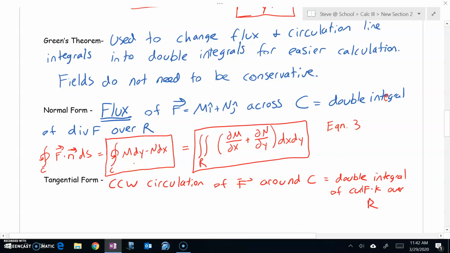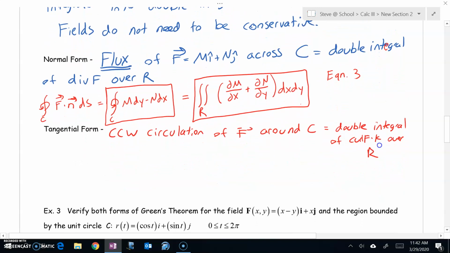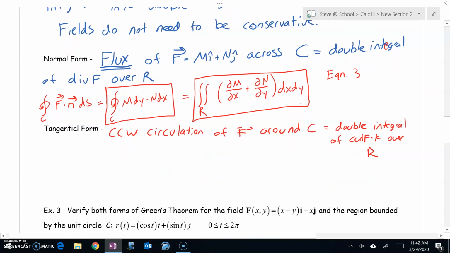Alright, so again, this is outward flux. And that's what you have to realize. When you see a problem and it starts off looking like this, you have to know, okay, I have to use the divergence integral, which is this one here. The tangential form, or the form for circulation, counterclockwise circulation of a field around C, equals the double integral of the curl, the k component of curl, over the region.